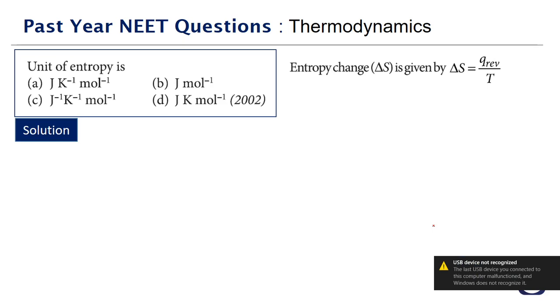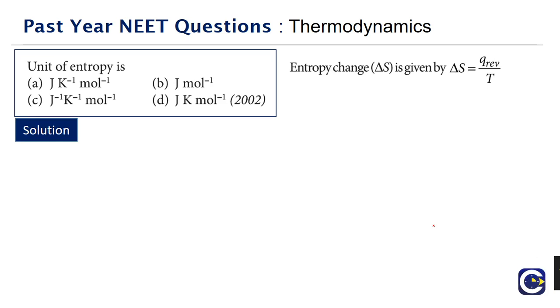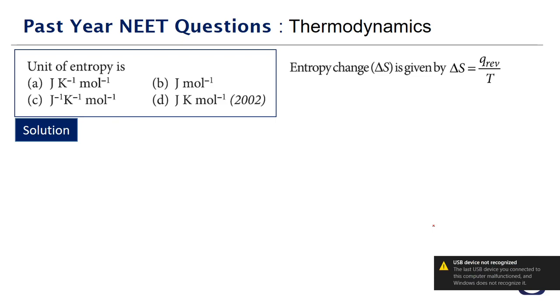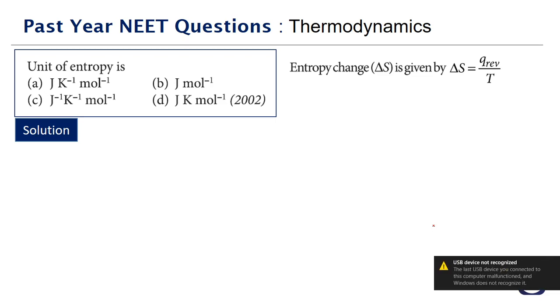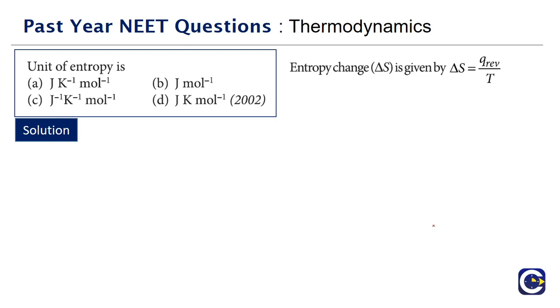So how do we define entropy for a reversible process? We'll define the entropy for a reversible process as the heat exchange involved in the reversible process divided by the corresponding temperature. That is how we will represent the entropy. So heat will be in joules, the SI unit, divided by temperature. What is the temperature SI unit? Kelvin. So we must get it as joule per Kelvin.